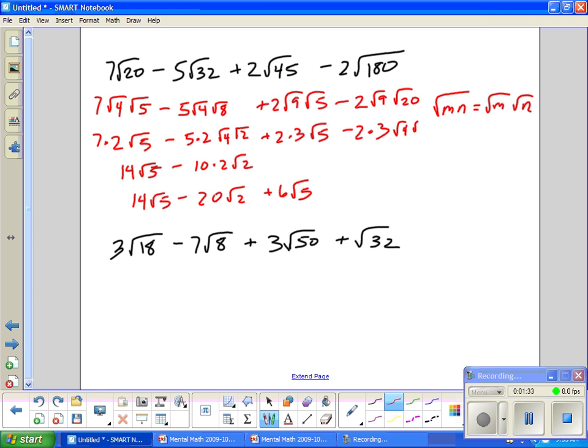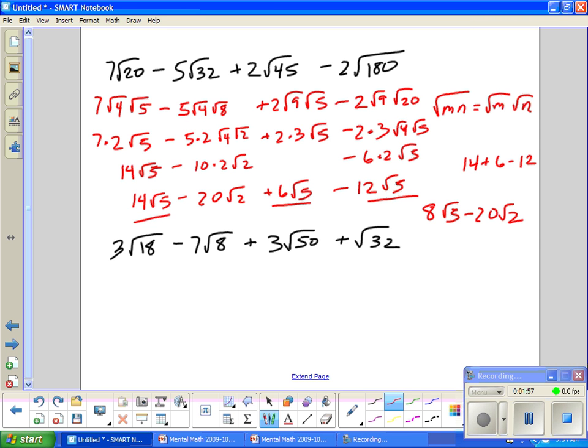I get square root of 4, square root of 5. And I get negative 6 times 2 square root of 5. I get negative 12 square root of 5. I have like terms, 3 of them. 14 plus 6 minus 12 is 8, right? So 8 square root of 5 minus 20 square root of 2 is the answer to that first expression, the simplification of that first expression. All right?